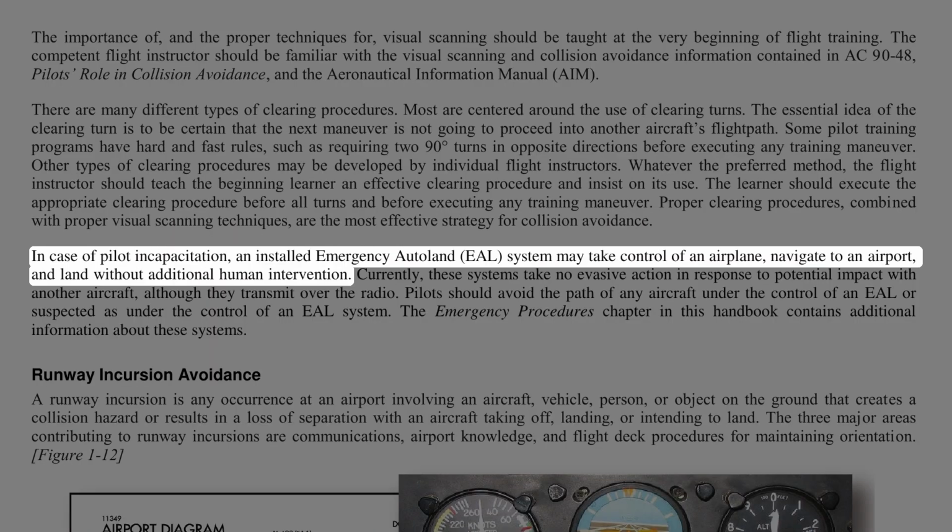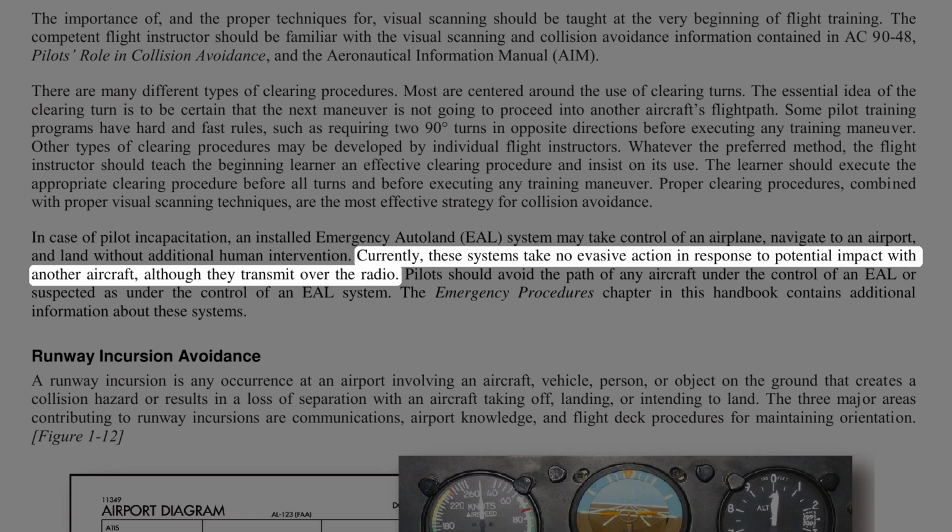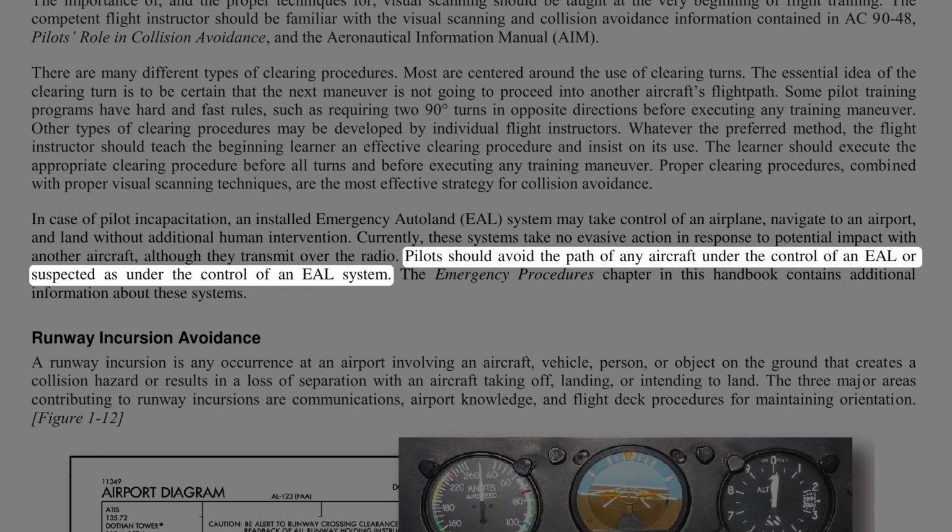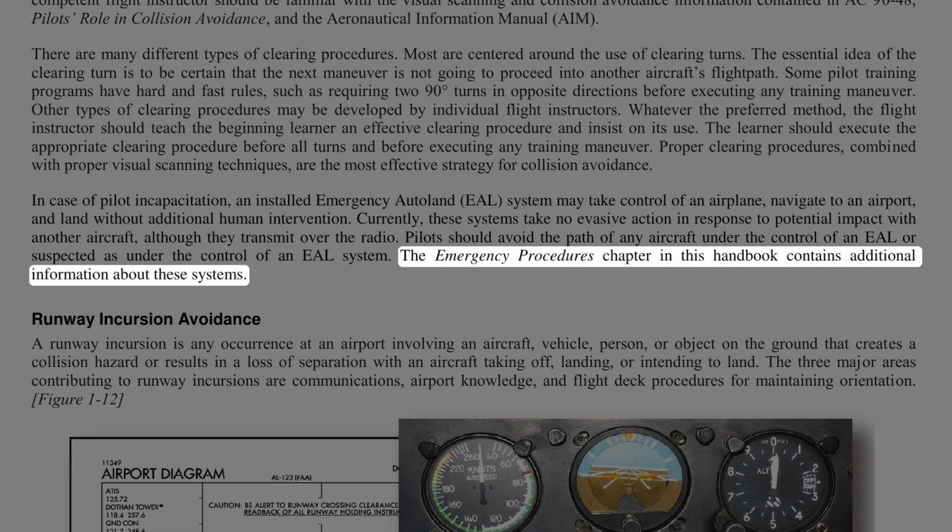In case of pilot incapacitation, an installed emergency auto-land (EAL) system may take control of an airplane, navigate to an airport, and land without additional human intervention. Currently, these systems take no evasive action in response to potential impact with another aircraft, although they transmit over the radio. Pilots should avoid the path of any aircraft under the control of an EAL or suspected as under the control of an EAL system. The Emergency Procedures chapter in this handbook contains additional information about these systems.